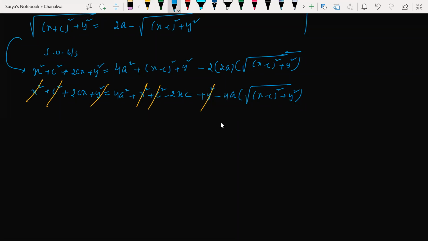So what are you left with here now? 2cx is equal to 4a square minus 2cx minus 4a into square root of (x minus c) whole square plus y square. This is what I am left with, correct? Yes or no?